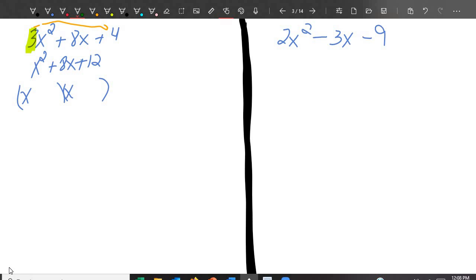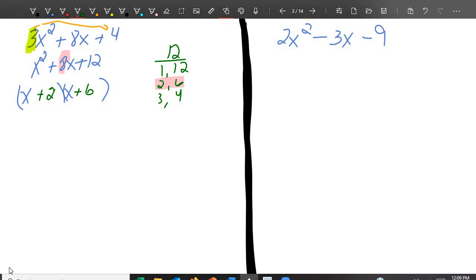I'm going to come over here and list the factors of 12. 1 and 12, 2 and 6, and 3 and 4. Now, if that middle number was negative, then I would list them all with negative signs, but we don't have to do it in this case. Now, I want to find the pair that adds up to be 8, and you can see the 2 and the 6 add up to be 8. So I'm going to put the 2 and the 6 in parentheses.